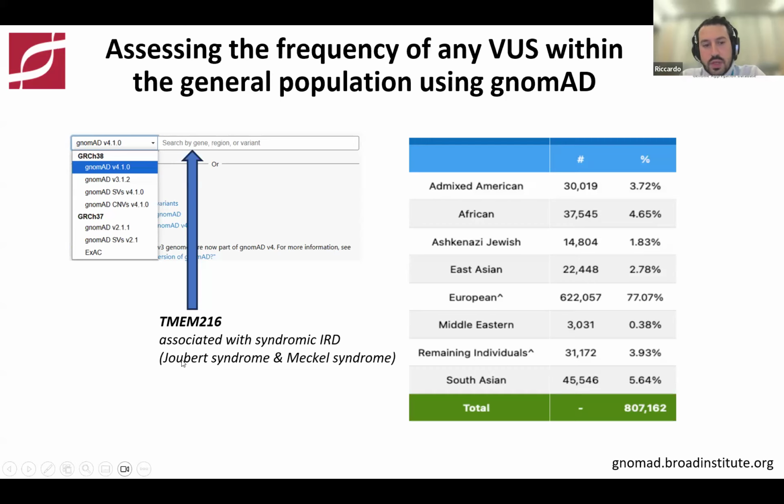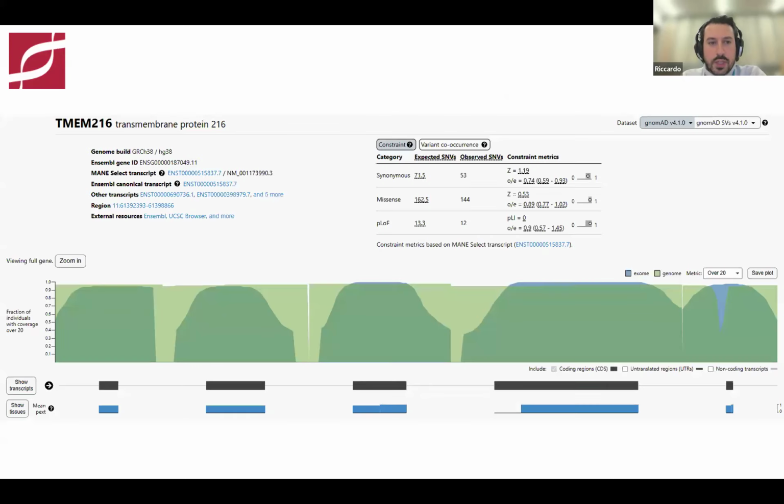Two forms in particular. One is called Joubert syndrome, and the other one is Meckel syndrome. These two syndromes do have retinal phenotypes together with other clinical signs, including, for Joubert syndrome, cerebellar dysfunction. And say that I want to type in this gene, to get more insight about the status in the general population.